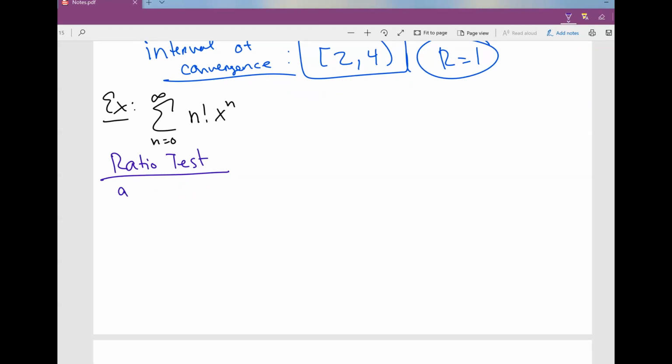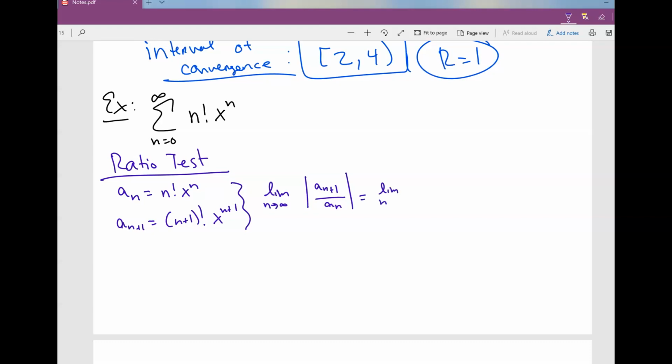We need to figure out what a sub n is. A sub n is n factorial x to the n, and a sub n plus 1 is going to be n plus 1 factorial x to the n plus 1. Now the ratio test says that we take the limit as n goes to infinity of a sub n plus 1 divided by a sub n.